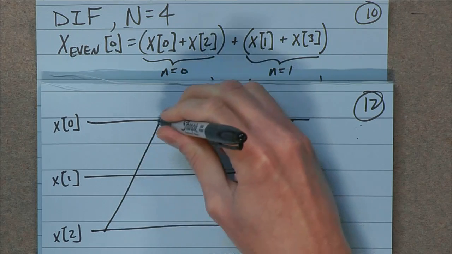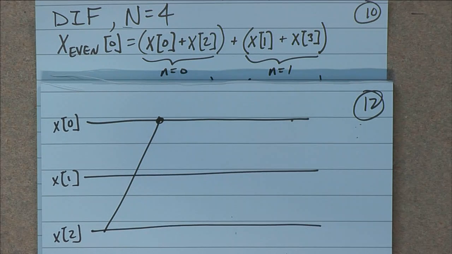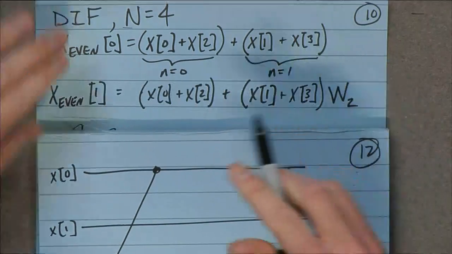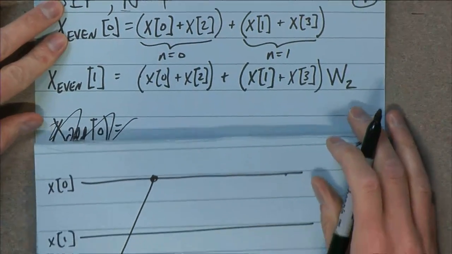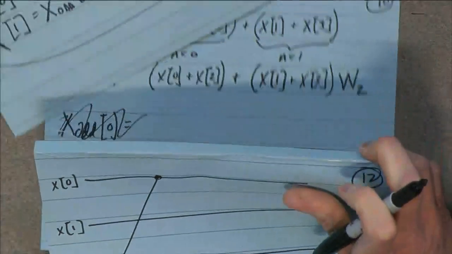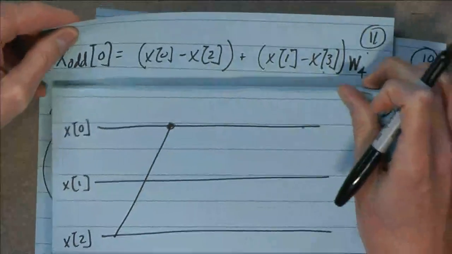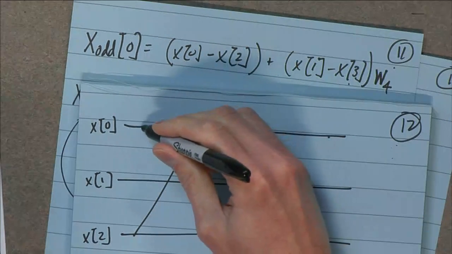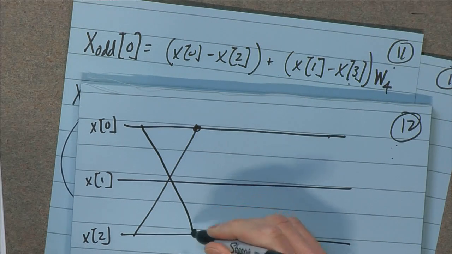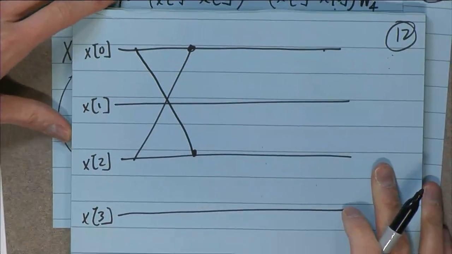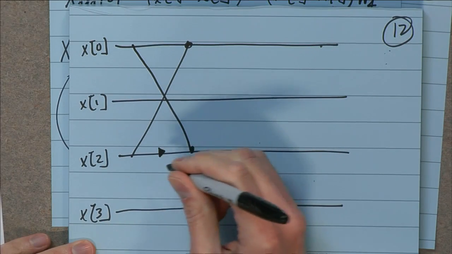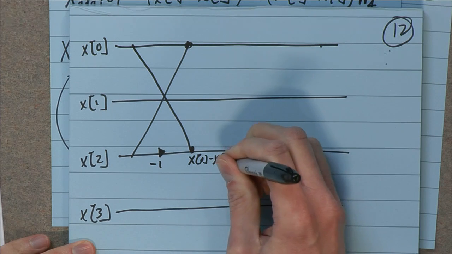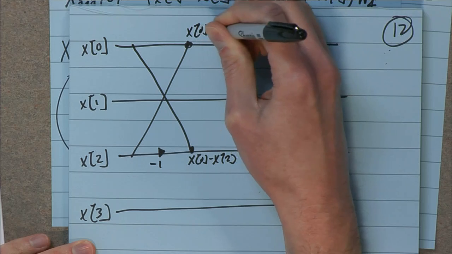So let's get that. And we also know that, for this x odd 0, we're going to need x0 minus x2. So at some point, we're going to need that. So I'm going to create that right there. So that's x0 minus x2, x0 plus x2.